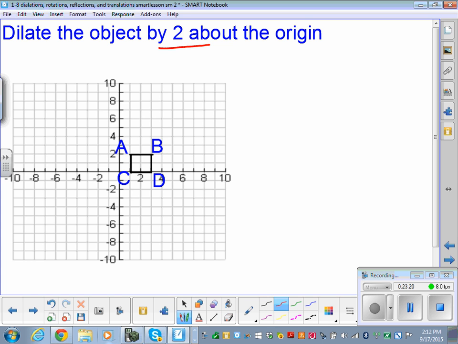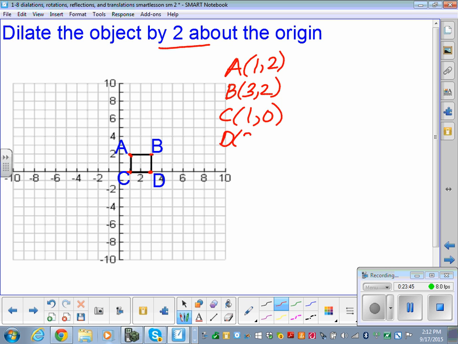So first of all, let's list out my points of A, B, and C. So what is my A at? 1, 2. Okay, 1, 2. B is at what? 3, 2. C is at 0, 1. D is at 3, 0. Okay, so we're dilating by 2, so we're going to take those points and multiply. It's 0, not 2. You put 3, 2.